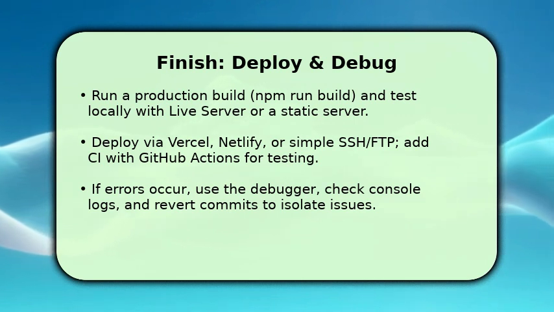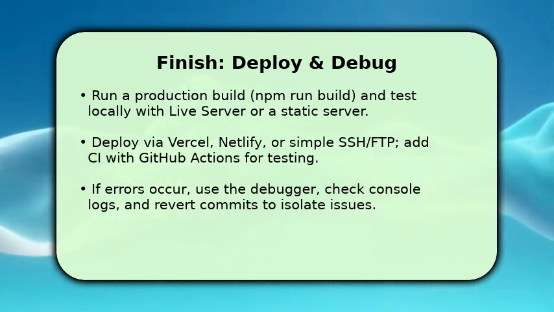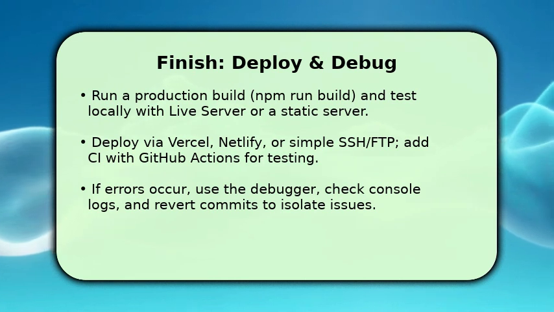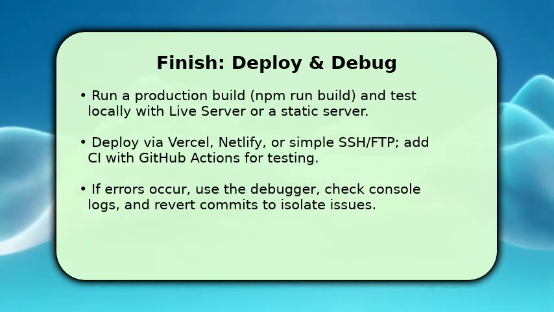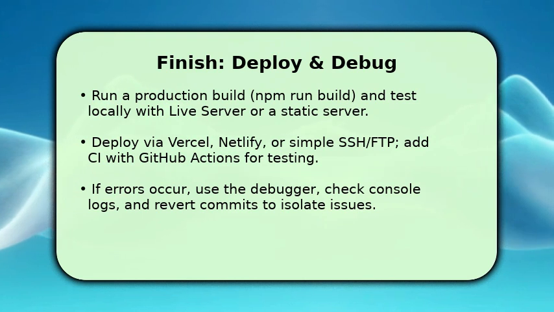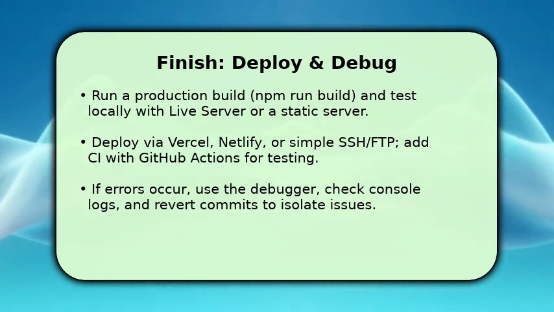run on every push. If something breaks, use the VS Code debugger and console logs to trace errors. Make sure to isolate changes by reverting recent commits, which quickly reveals which commit introduced the issue.